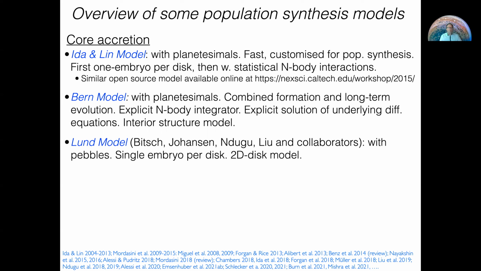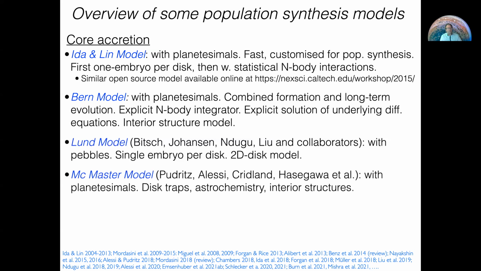They have a single embryo per disk, but they have 2D disk models, which are derived from radiation hydrodynamic simulations. Then there is also the McMaster model, which is core accretion as planetesimals. Each emphasizes the role of traps in the disks, includes astrochemistry and internal structure, and also the long-term evolution.